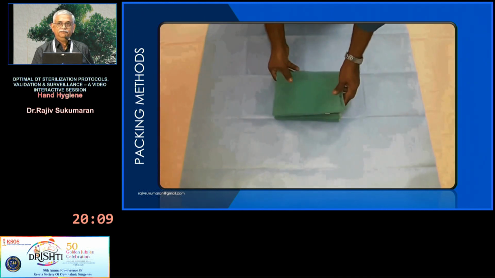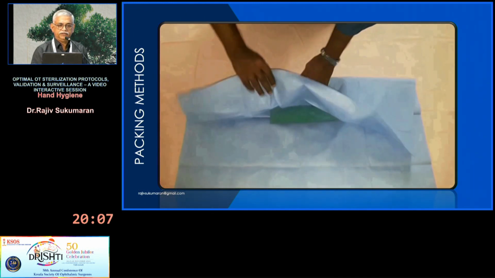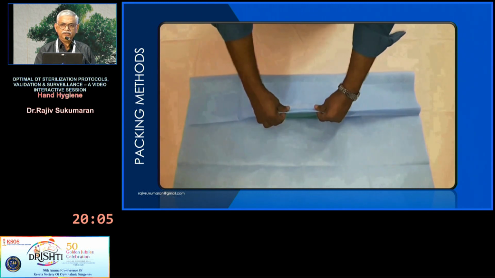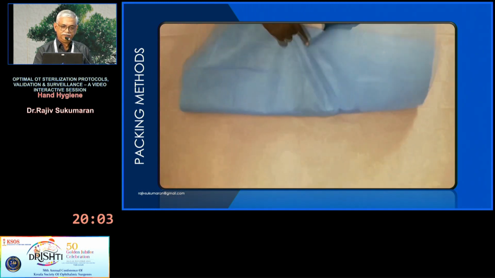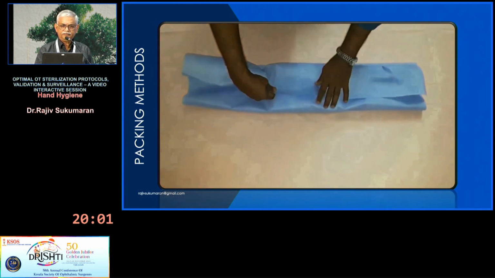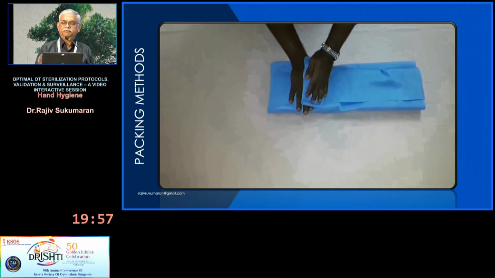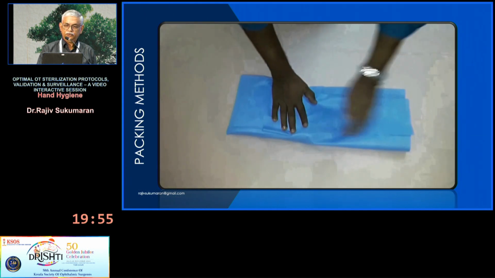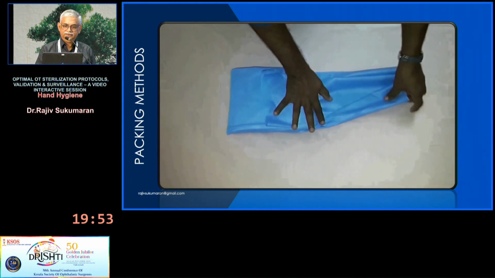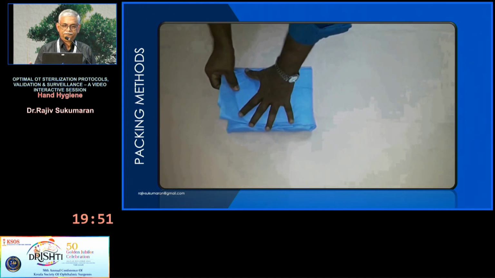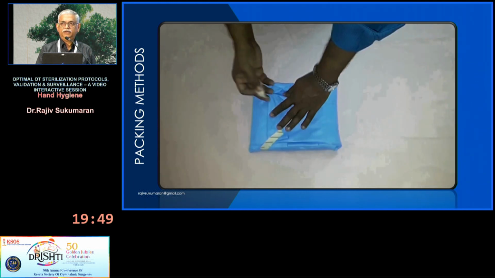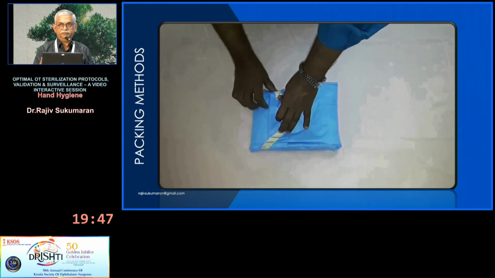Now, these are the different packing methods for your instruments. This is called the envelope, parcel method, wherein you fold and repeat the fold backwards. Every time you fold, keep a fold outside. That's the way of doing it. This is the parcel way of packing.